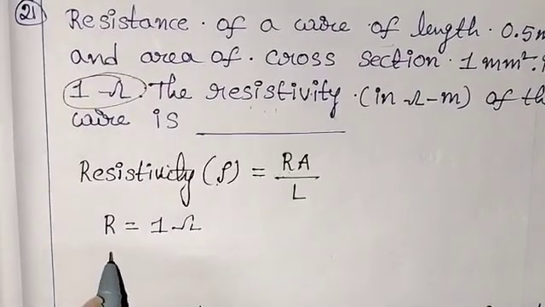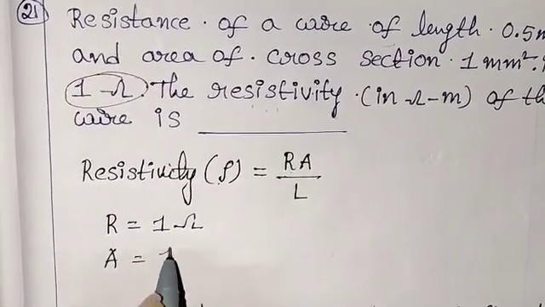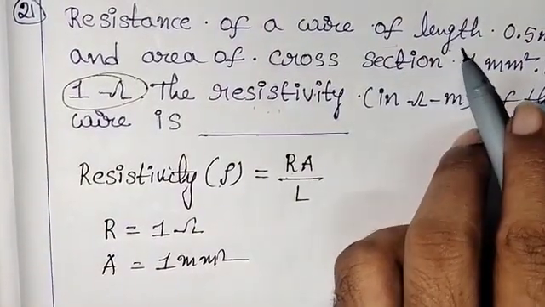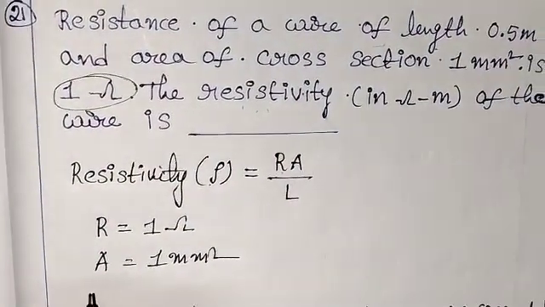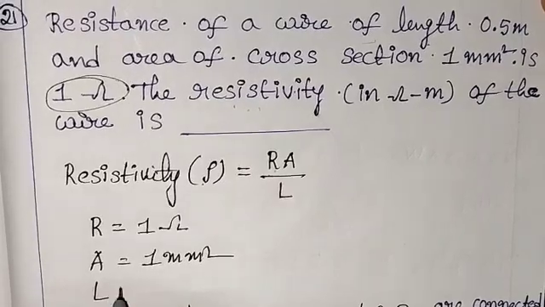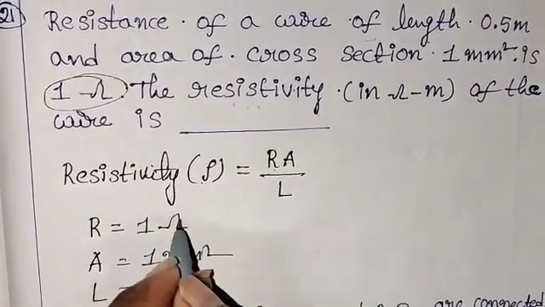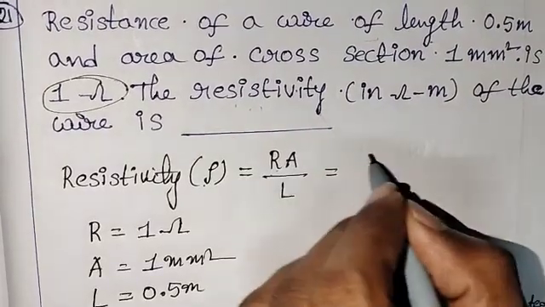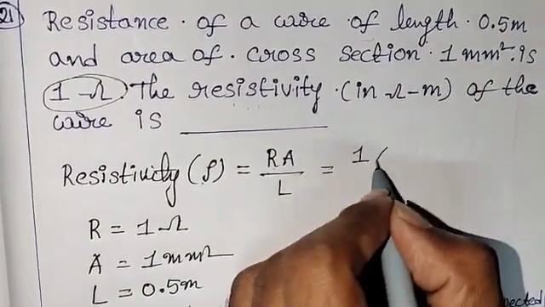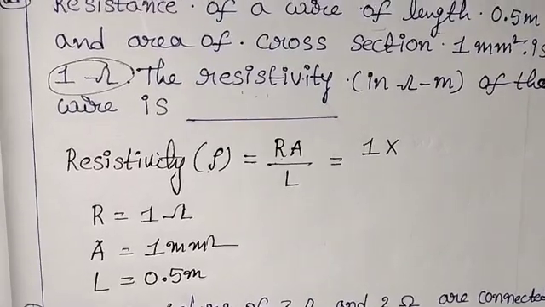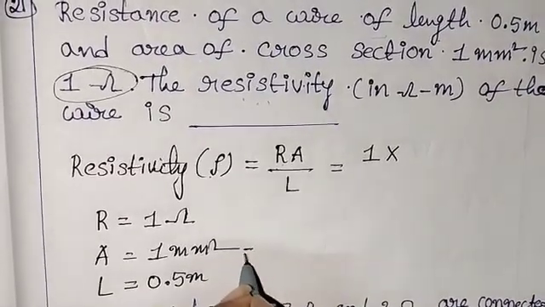Resistance is 1 ohm. Next, cross sectional area A is equal to 1 mm square, and also length of the conductor L. So length of the conductor, how much is given? L is equal to 0.5 meters. Let us substitute all values in this formula. R 1 ohm into cross sectional area. See, unit of cross sectional area is mm square. We have to convert it into meter square.